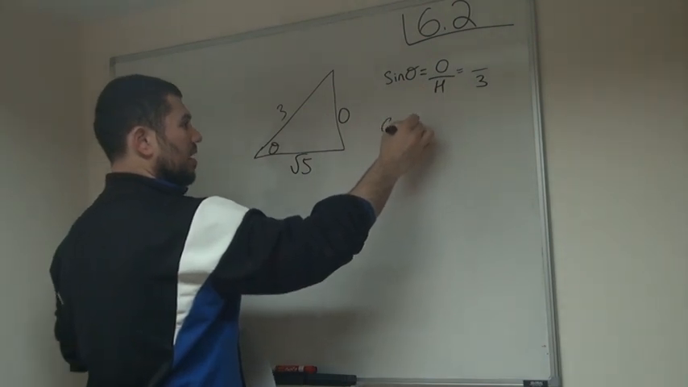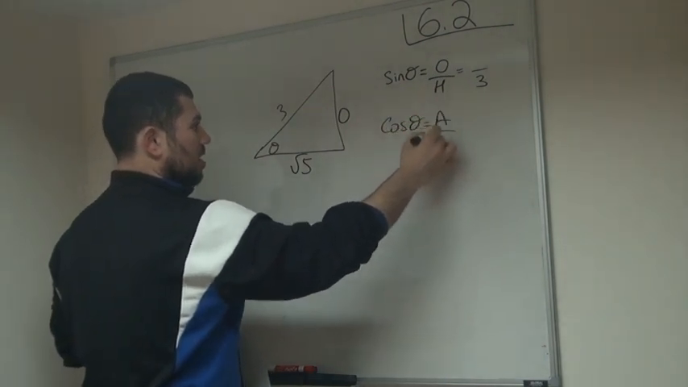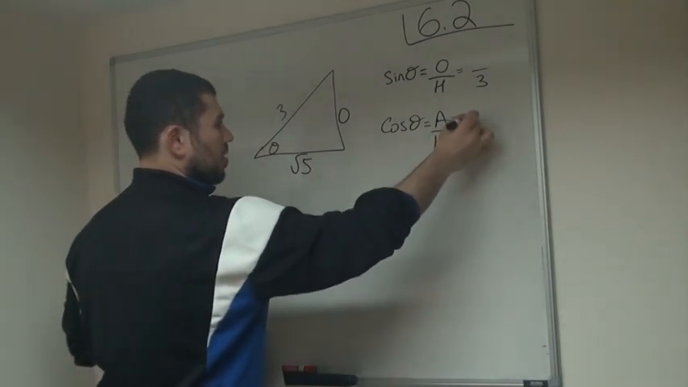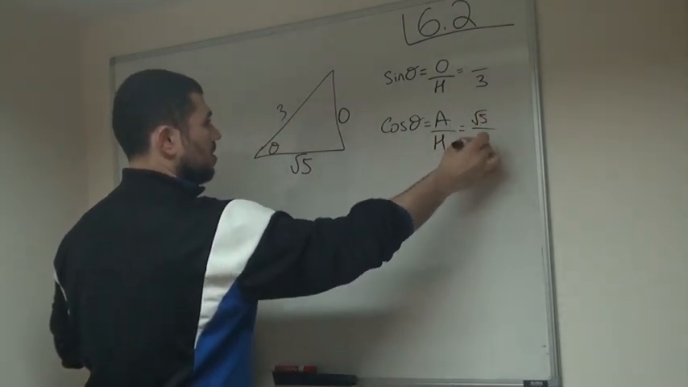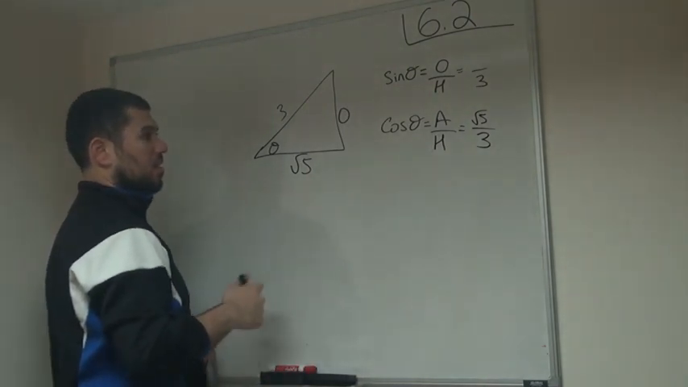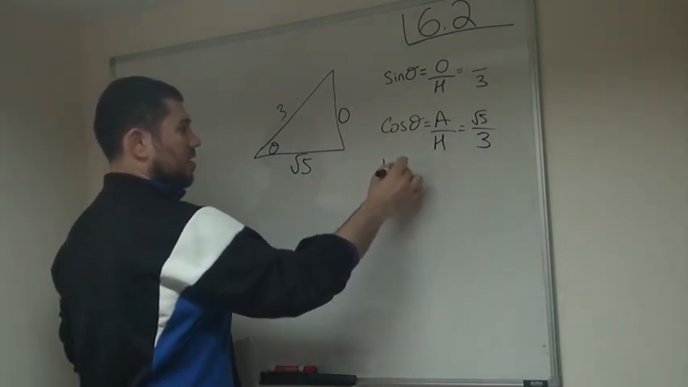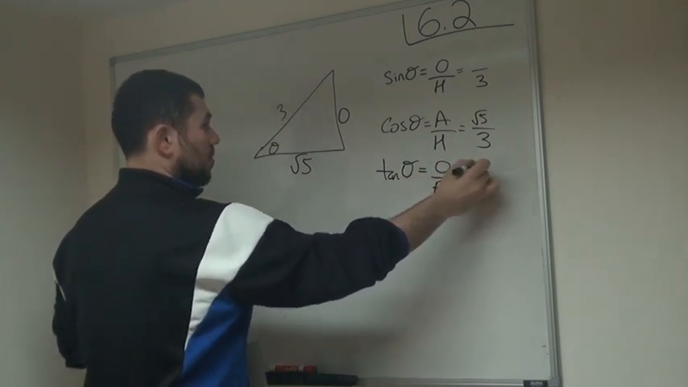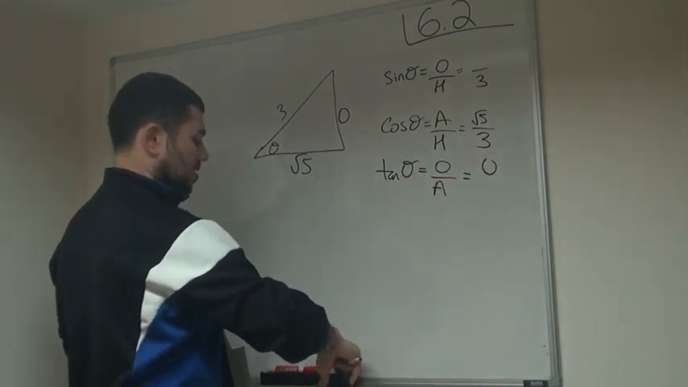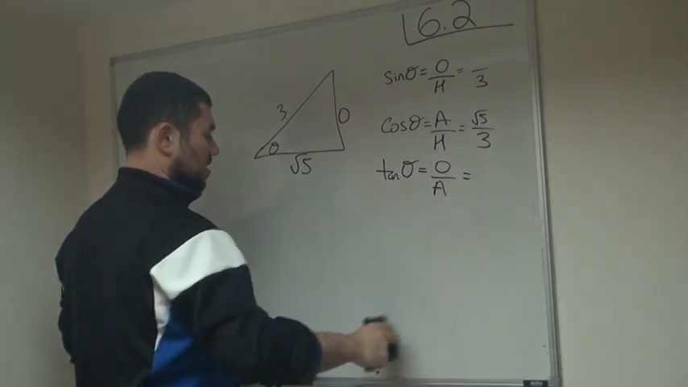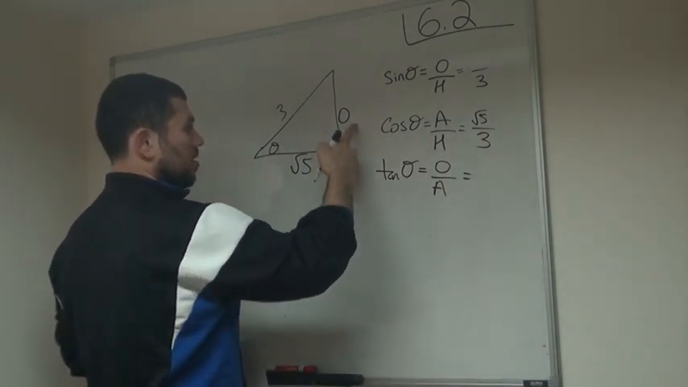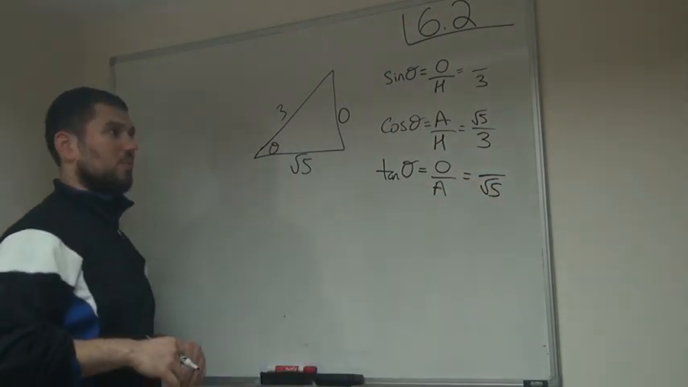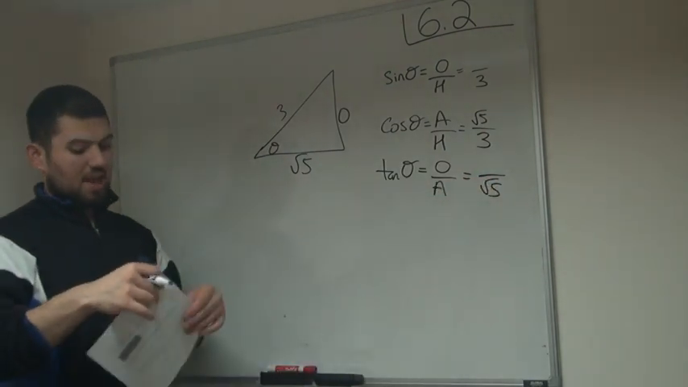The cosine of theta, CAH, adjacent over hypotenuse. The adjacent side is root 5. The hypotenuse is 3. So I get the cosine of theta. The tan of theta should be opposite over adjacent. So the opposite side, oh, I don't have yet. The adjacent side is root 5. So again, I'm stuck. Well, how do I get the opposite side?